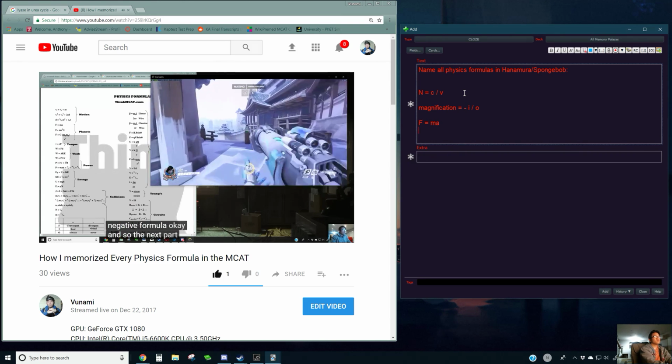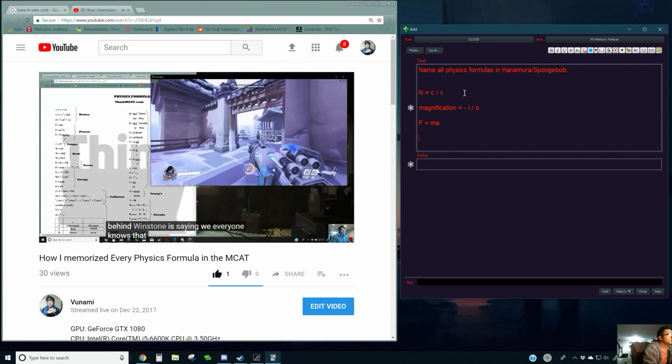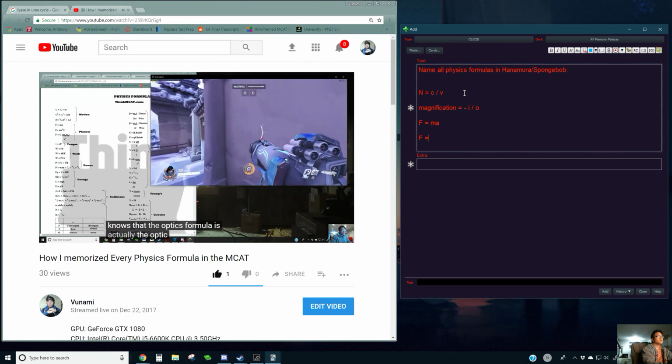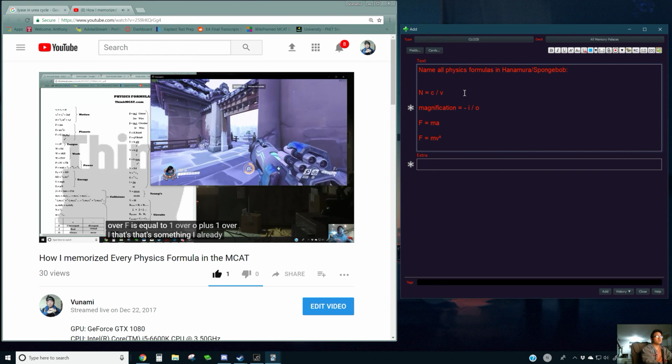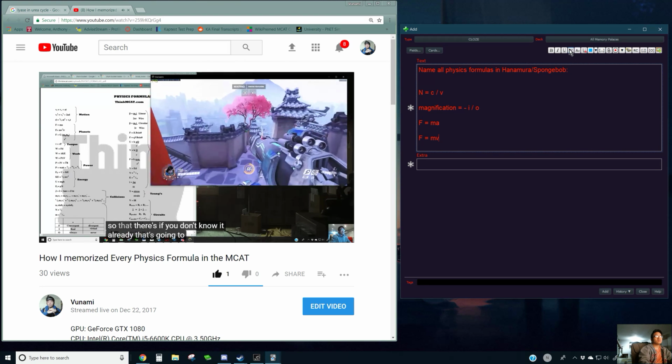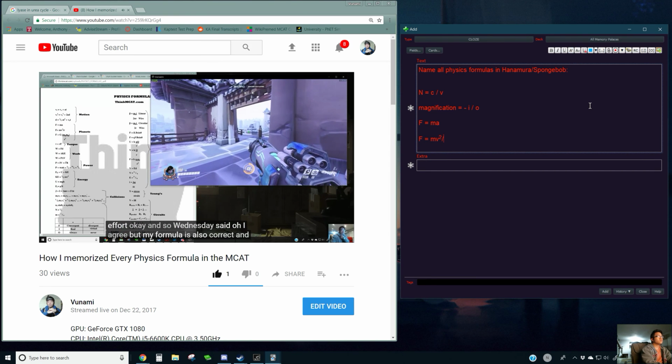Next, coming out of nowhere right behind Winston, someone says, everyone knows that the optics formula is actually 1 over f equals 1 over o plus 1 over i. That's something I already know. If you don't know it already, it's going to take some mental effort. Winston said, oh, I agree, but my formula is also correct. And so we're making theories, right?